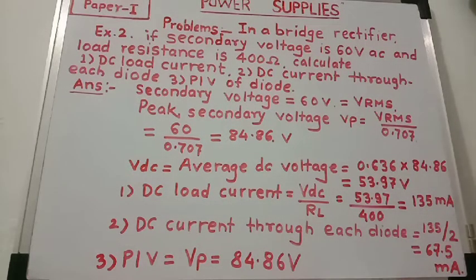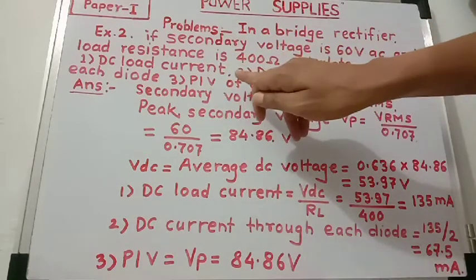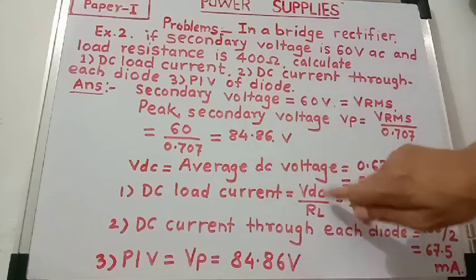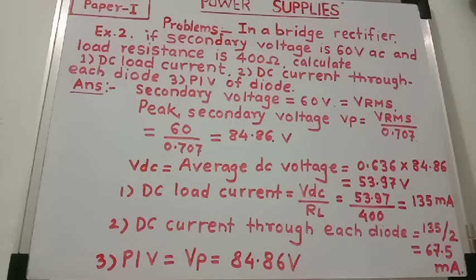Now we can calculate the DC load current. We know that I is equal to V upon R. Here I means DC load current, so I is equal to VDC upon RL. VDC means DC output voltage, because the load resistance RL is connected at the output of the bridge rectifier.